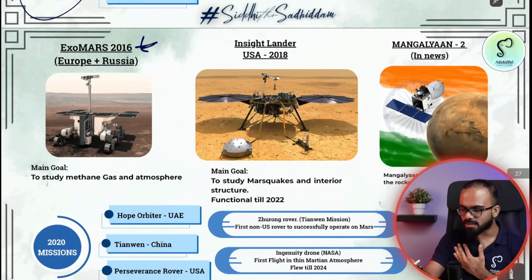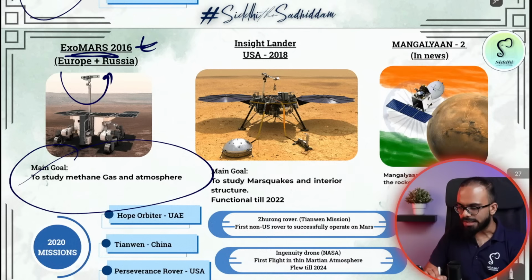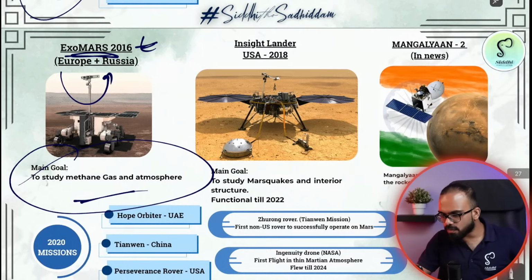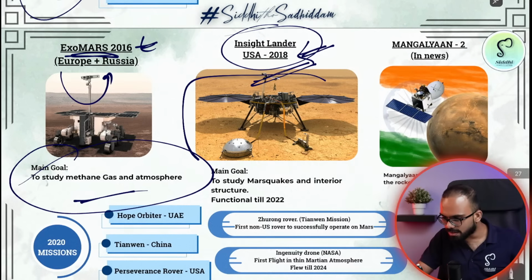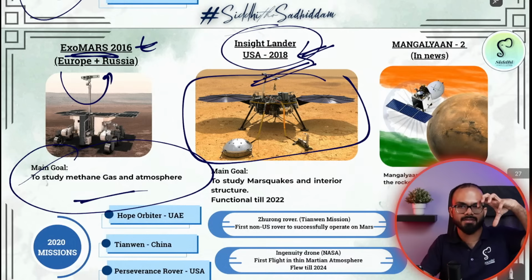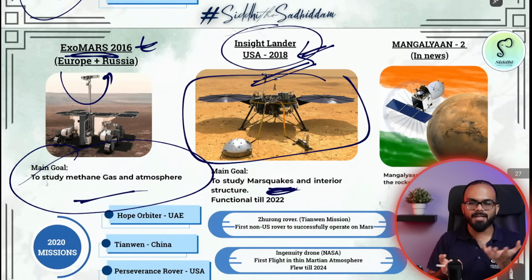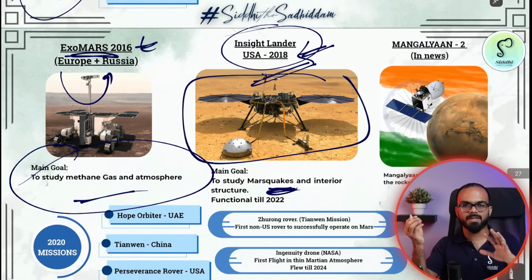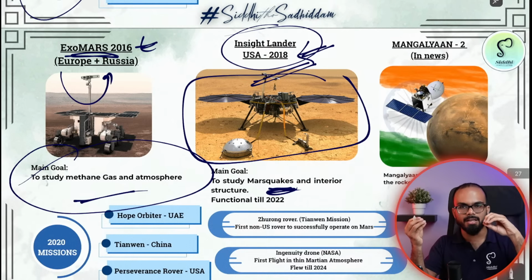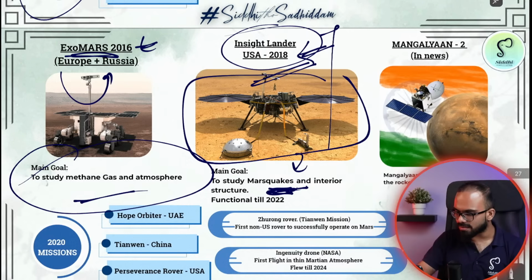Then in 2016, there is one more mission, that is ExoMars. ExoMars belongs to Europe and Russia. The goal is again to study methane gas. USA did one more landing project, that is the InSight Lander. They landed on the Mars surface, and there the objective is to study Mars earthquakes. When there is an earthquake on Mars, their objective is to study and understand the seismic waves. You might have studied in geography, seismic waves are a very good source to understand the interior of the Earth. Similarly, to understand the interior of Mars, they sent the InSight Lander.